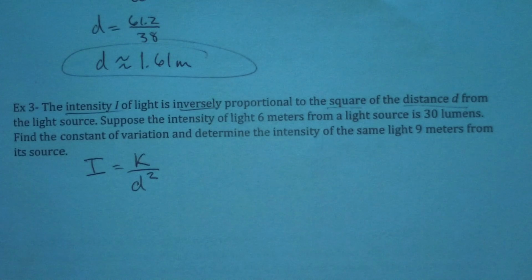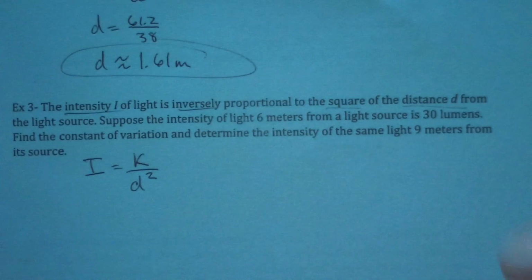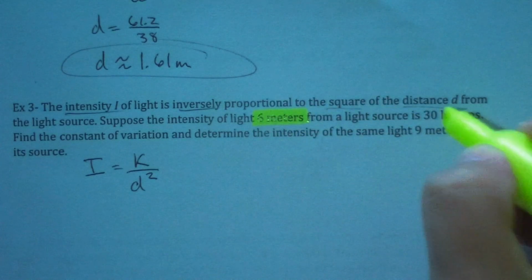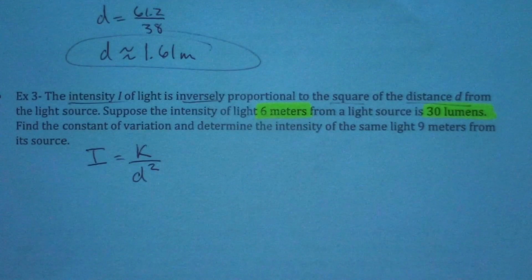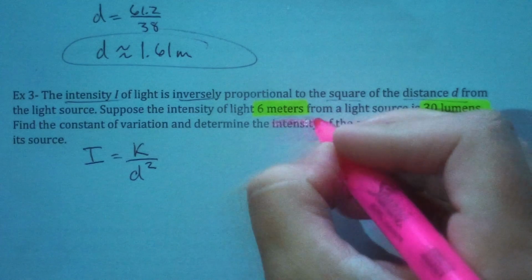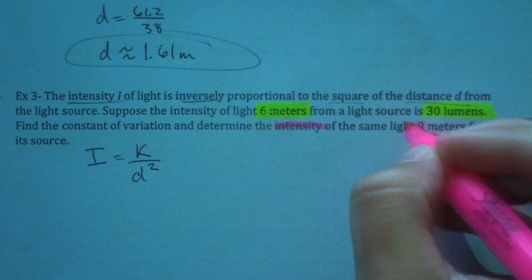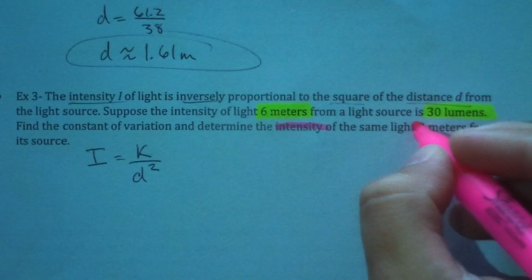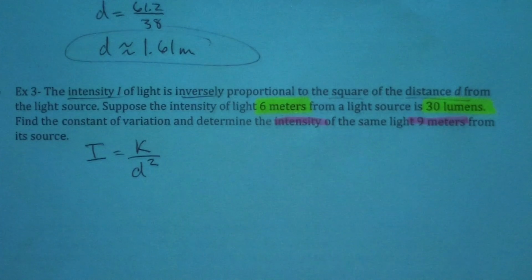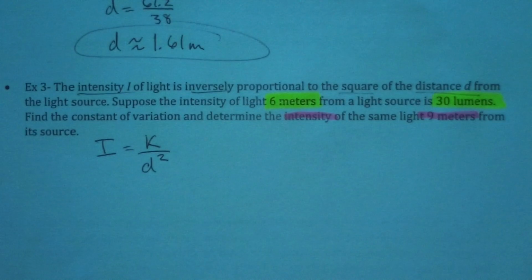What would we start with here? Square that 6. We'd have our k, 6 squared would be 36. And then to get rid of divide by 36, times by 36. Probably a decent sized number here. So if I go 30 times 36, 1080. Okay, so that would be my constant of variation because they asked us to find that.